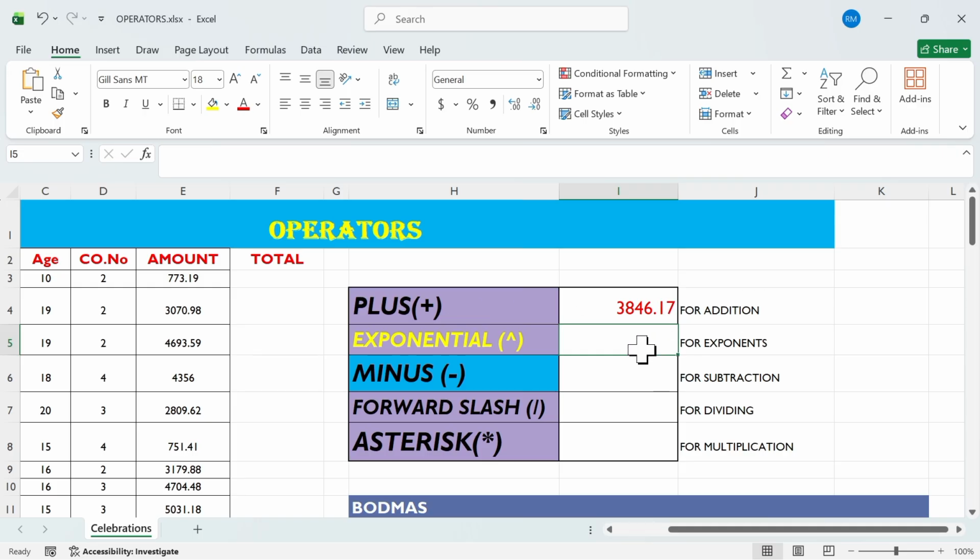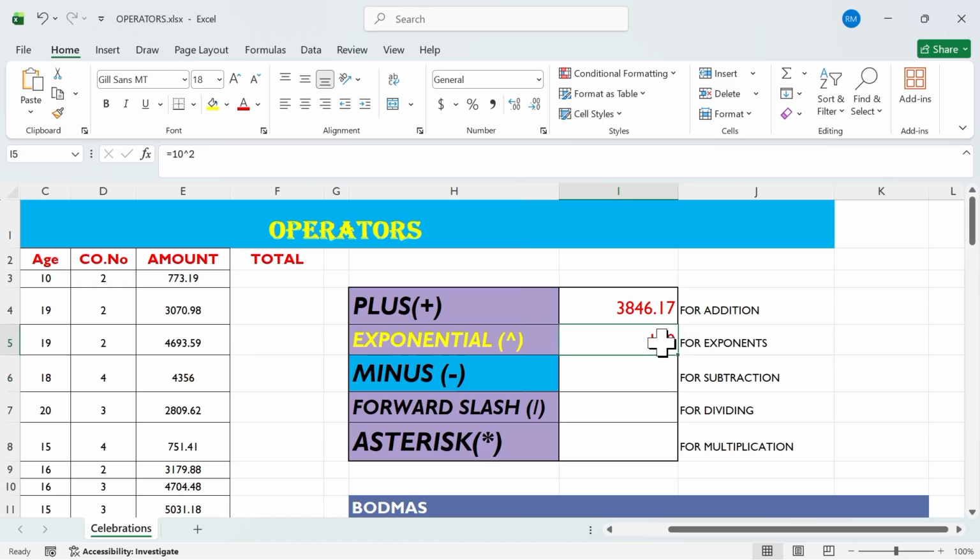Let's go to the exponential sign. The exponential sign is on shift and then you press your 6. Maybe I want to get 10 to the power 2. So equal sign, I press 10, then shift, then press 6, and maybe I'm going to insert 2 there. So 10 to the power 2 means 10 times 10, and then I get 100.